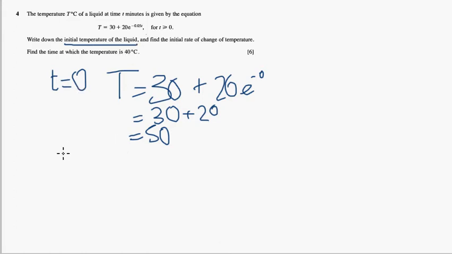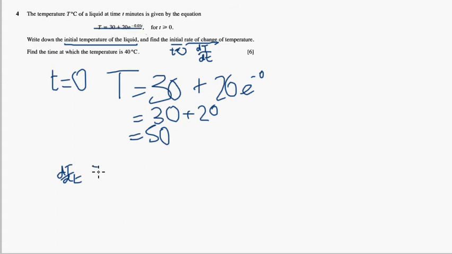It says find the initial rate of change of temperature. Well, we need to decode these words. Initial means at time t equals 0, and rate of change of anything is d, whatever that variable is, by d small t, i.e. the change that that variable has over time. So to work out dT by dt, we're going to have to differentiate this expression.